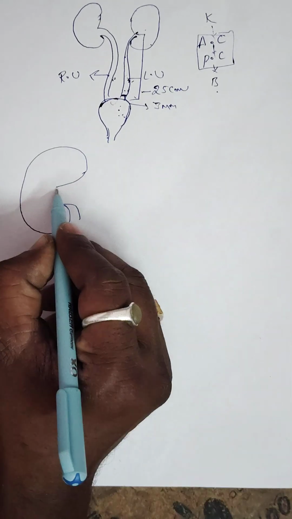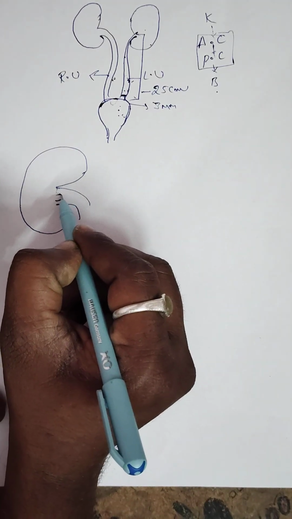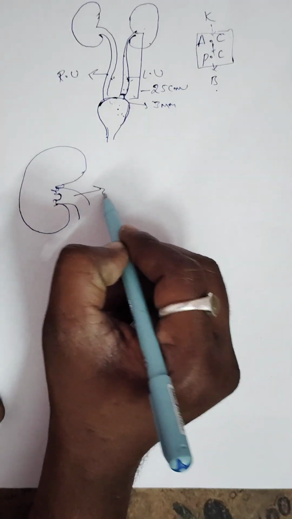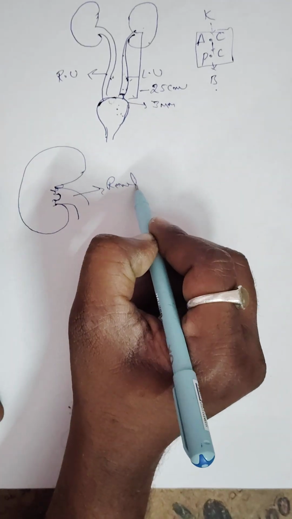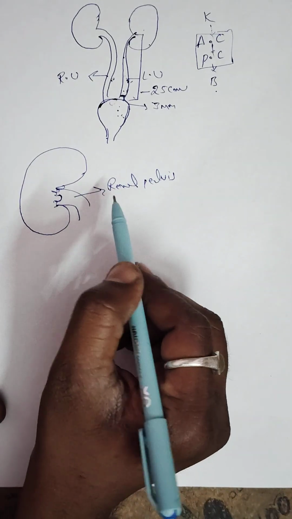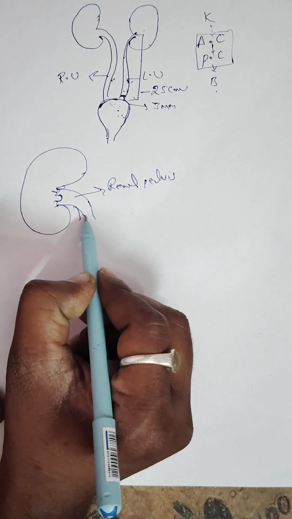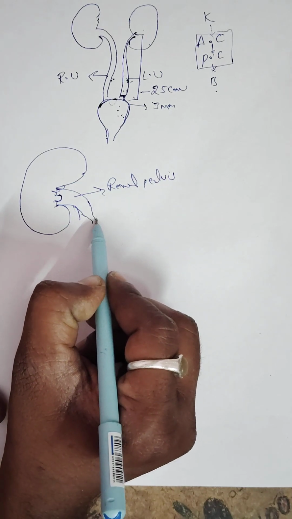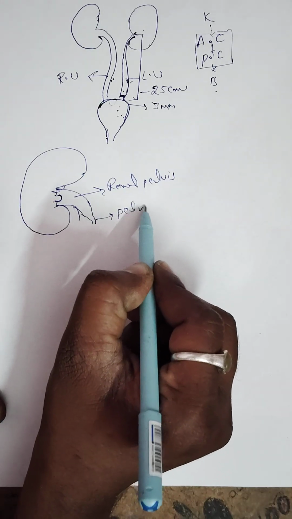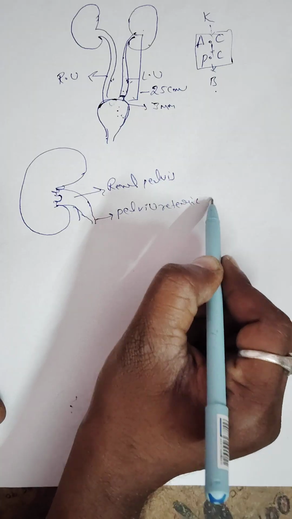This is the structure of the kidney. From here, this is connected like this. This is called the renal pelvis. From the renal pelvis, it is large in size, and then after that it turns to a small size. This part is called the junction, the pelvic ureteric junction.